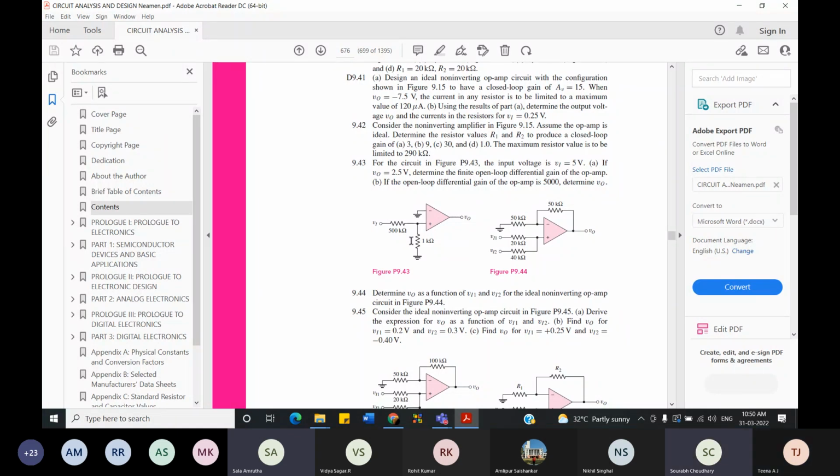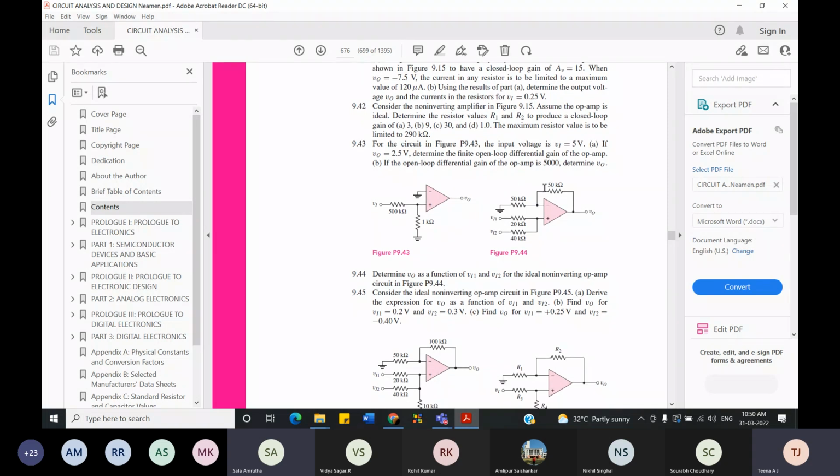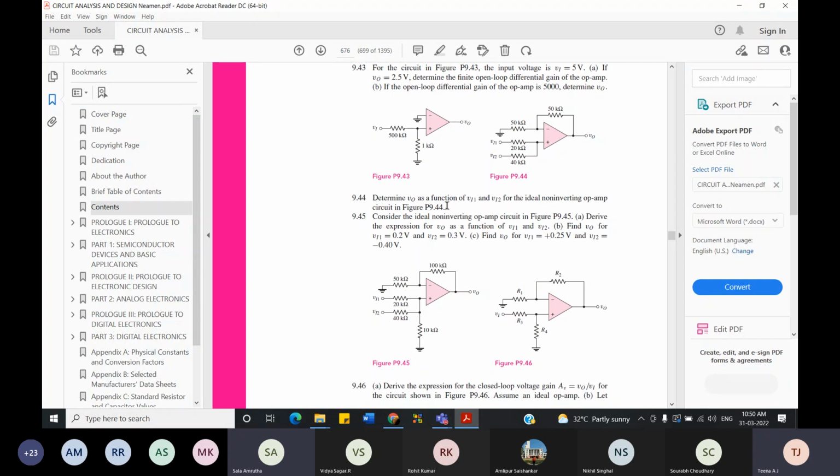Yes, ma'am. Yeah, you got it. Okay, just calculate the output value also. If the open loop... okay, no need to calculate this one. It is similar. We'll move on to the next question. Okay, yeah, you can do this one.